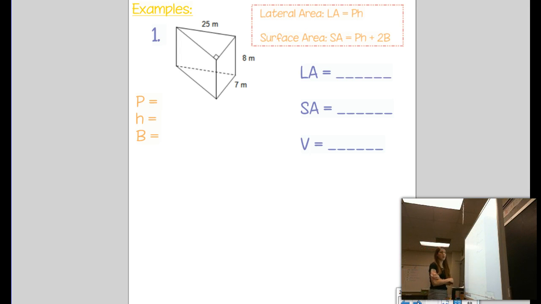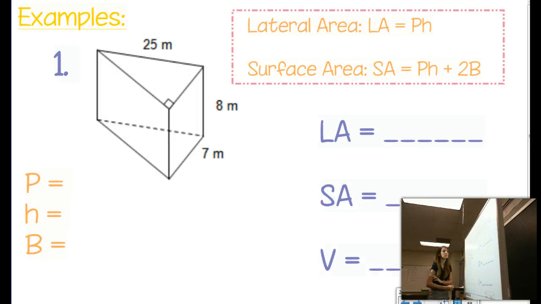Okay, example number 1. Oh, another triangular prism. These must be the ones that students struggle with the most. Maybe that's why we put them twice in the notes. All right, go ahead and work on that. I want you to first find P, H, and B. I'll give you a couple minutes to work on that. Go off to the side and find P, H, and B, because if you can't find the pieces to the formula, you can't work the formulas.